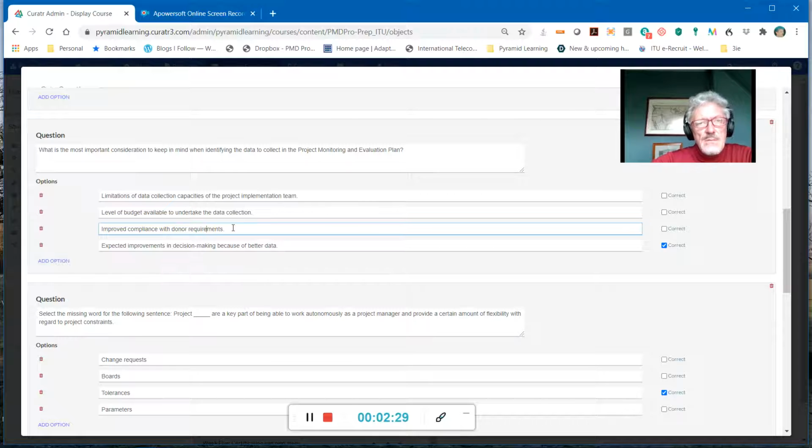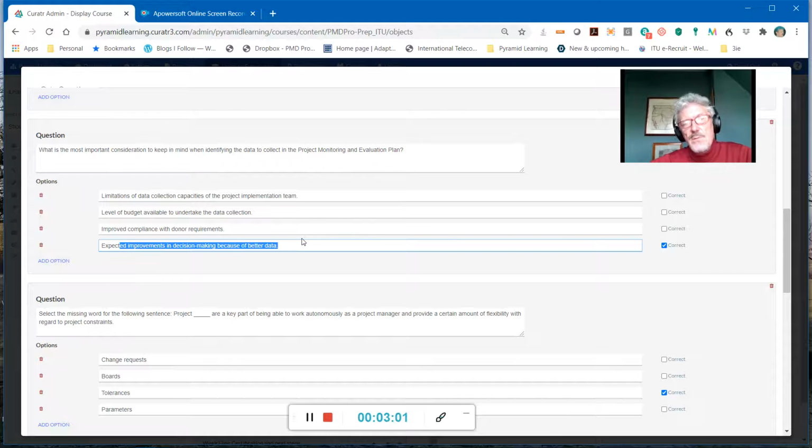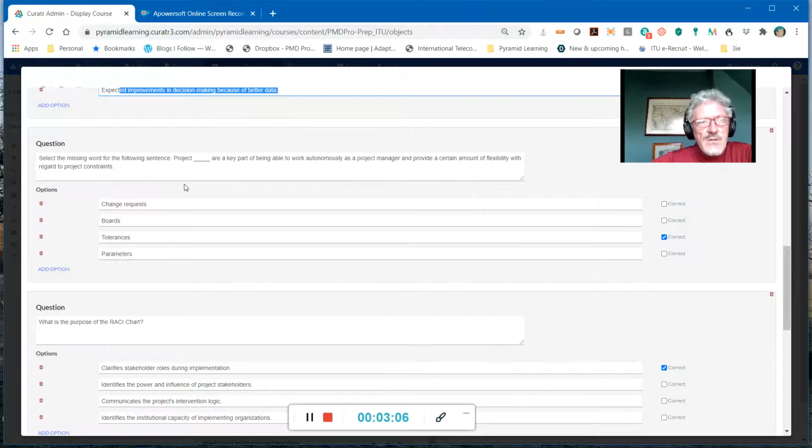This is all about choosing the data so that we can see, whether we're looking at monitoring or evaluation, if we are on target or not. And hopefully that by itself would be in line with donor requirements. And then finally, improvements in decision making. Yeah, this is what it's all about. This is the reason we actually have a monitoring and evaluation plan in the first place, because we want to make sure that we are taking better decisions, and the MEAL plan is giving us improved data to take better decisions.